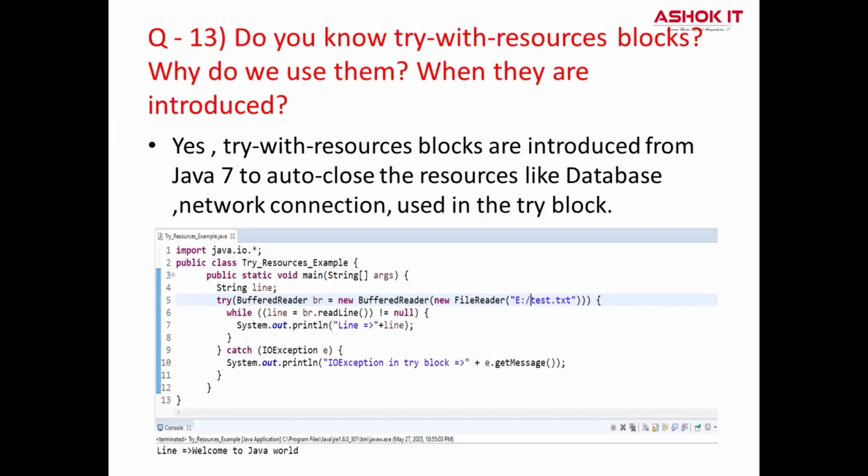Try with resources implicitly closes all the resources which are used in the try block. The main benefit of try with resources is that it avoids the resource leak that could happen if we don't close the resources properly after using them. If you observe this, here in the try block, we use this resource, that is file read.